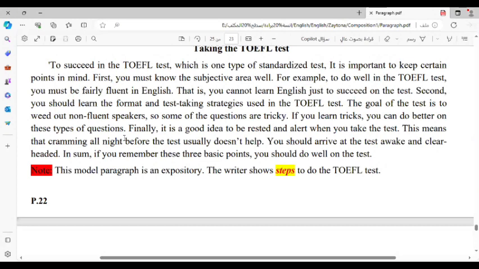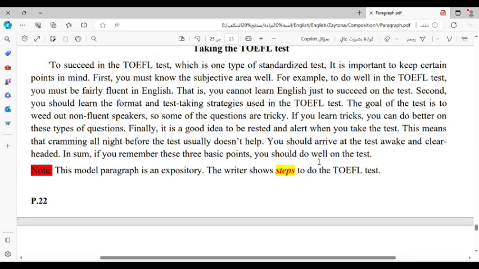اتجاه موحد أو واحد. No. I think الذهن صاحي يعني. Yes, very good. When I say, for example, I am clear-headed, it means that I am able to think. Okay, ذهن صاحي, right. In sum, if you remember these 3 basic points, you should do well on the test.